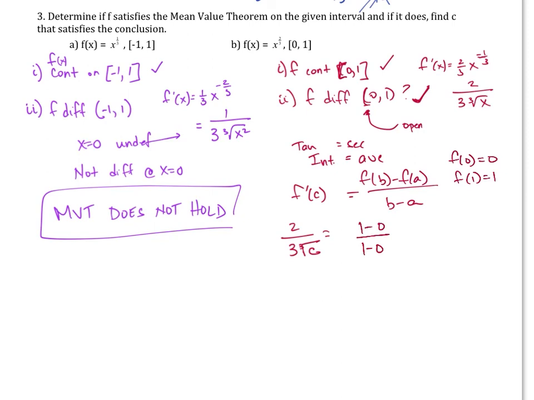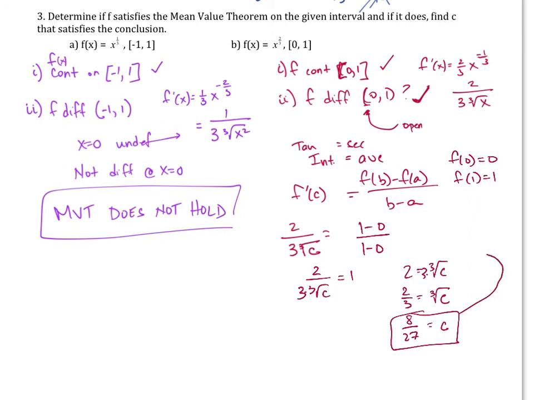So over here, I will end up with 2 over 3 times the cube root of c equaling 1. So 2 equals 3 times the cube root of c. I forgot my 3 right there. So 2/3 equals the cube root of c. Go ahead and cube both sides, so you get 8 over 27 equals c. Now you have to check, does this fall in the interval? Yes, so this is what c will be.